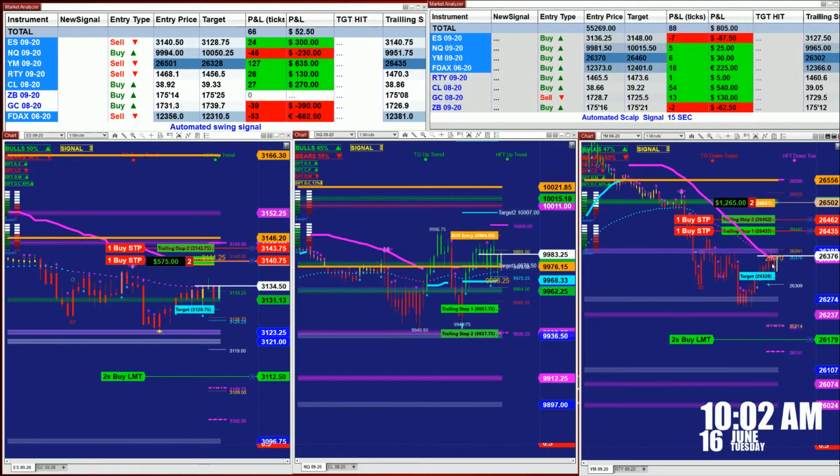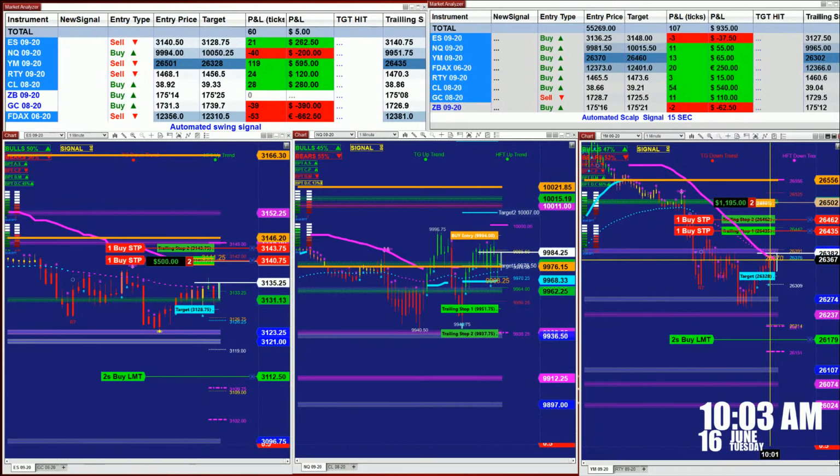So right now, what I'm expecting in this area on the YM, this is a re-entry point. And on the NASDAQ, there is no trade whatsoever at the moment. Sorry, guys, there is no trade on the NASDAQ.